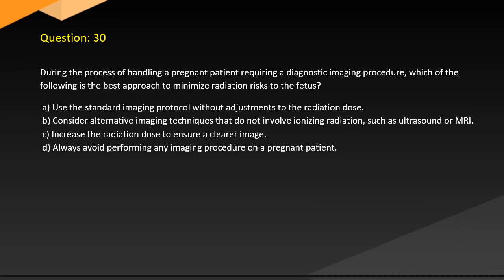Question 30. During the process of handling a pregnant patient requiring a diagnostic imaging procedure, which of the following is the best approach to minimize radiation risks to the fetus? A. Use the standard imaging protocol without adjustments to the radiation dose. B. Consider alternative imaging techniques that do not involve ionizing radiation, such as ultrasound or MRI. C. Increase the radiation dose to ensure a clearer image. D. Always avoid performing any imaging procedure on a pregnant patient.